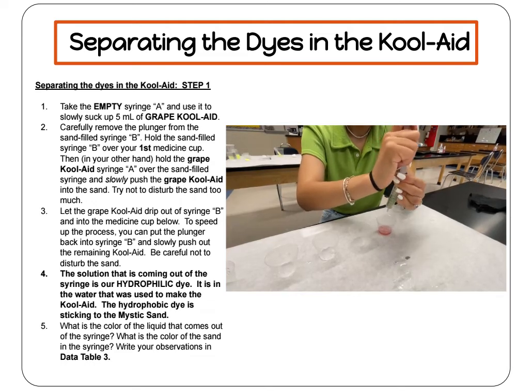Once you do this, look at the color of the liquid that comes out of the syringe. What color is it? What color is the sand in the syringe? Write your observations in Data Table 3.